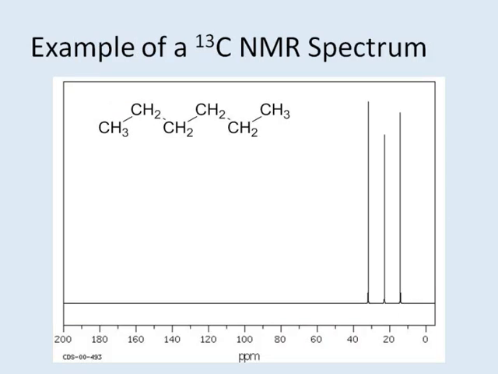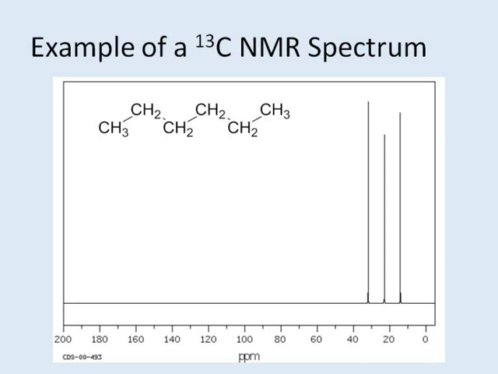Moving on to another example, let us use what we have learnt from this table to identify the peaks in hexane. We will also use this example to see what effect symmetry in a molecule has on the number of peaks appearing in the carbon-13 NMR spectrum.